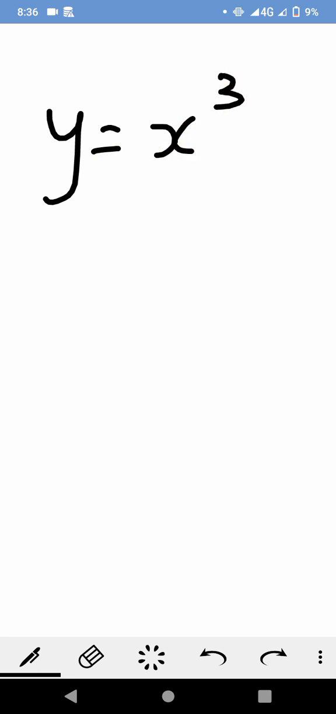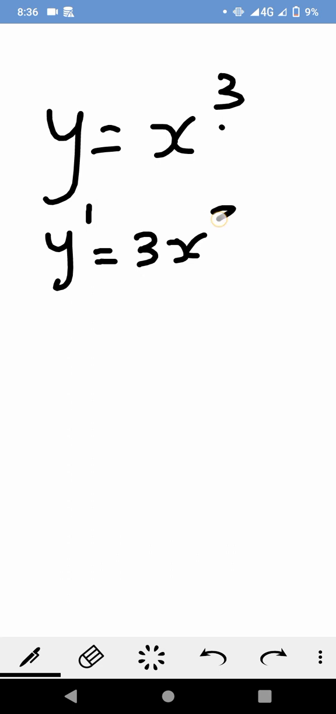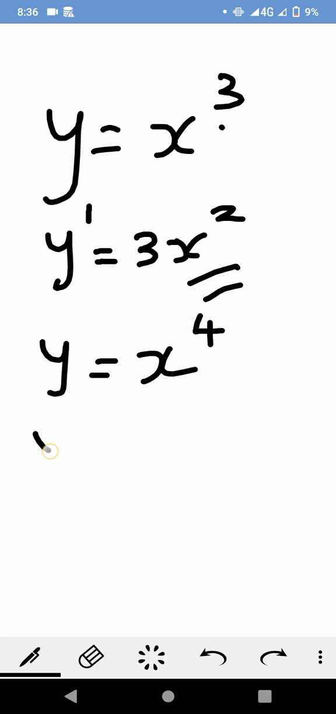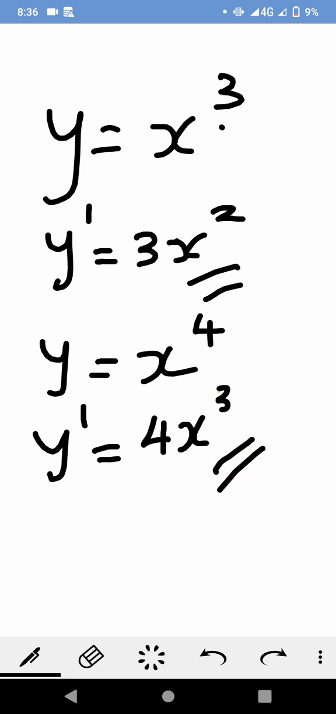Let's have another one. If I have y equals x raised to power 3, the y prime, which is the derivative, is going to be: bring down the power, reduce the power by 1, you have 2. So that's the answer. What if I have y equals x raised to power 4? My y prime, which is dy dx, will be: bring down the power 4, reduce the power 4 by 1, you have 3. So this is the answer for it.